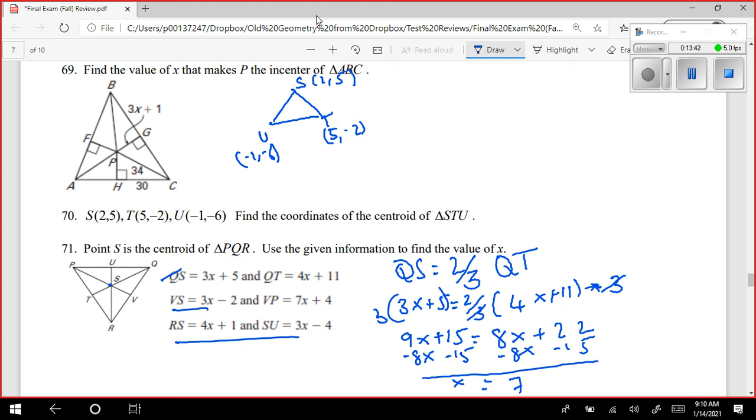To find that, first we will need to find one of the midpoints. So let me take this particular point. The centroid is the point of intersection of all the medians. So if I have a median from S to UT, and in the same way one more median from U to ST, and one more median from T to SU, the point of intersection becomes the centroid. Let's use a different color.